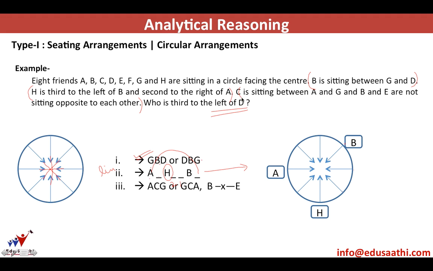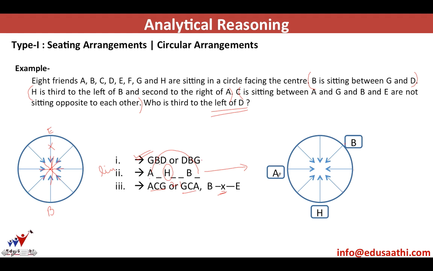Let's see the next. C is sitting between A and G. So again it would be either ACG or GCA. And what other information is given? B and E are not sitting opposite to each other. It means B and E are not sitting at any diameter. So I've written over here, B and E are not diametrically opposite. So now you know ACG.